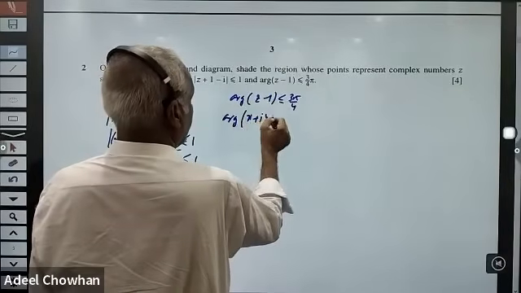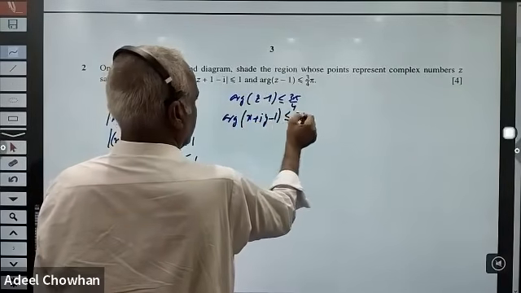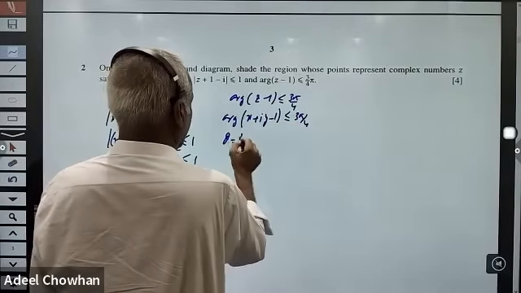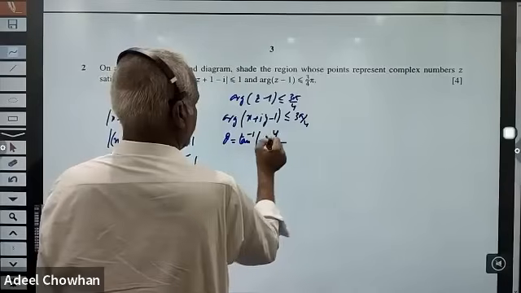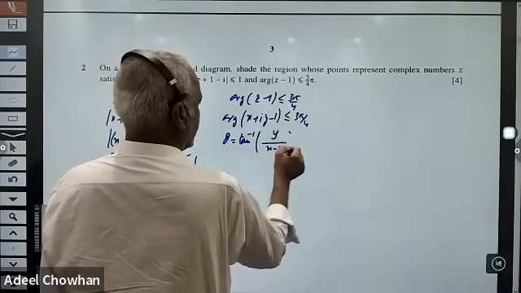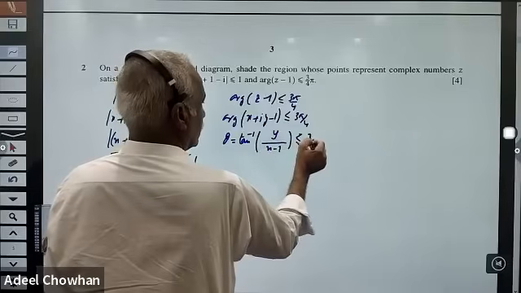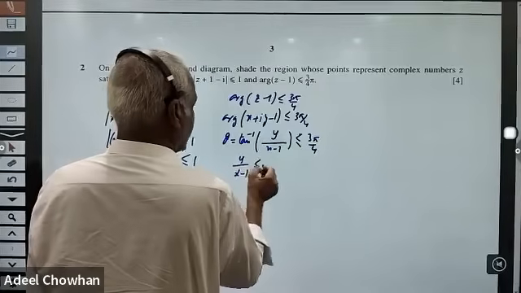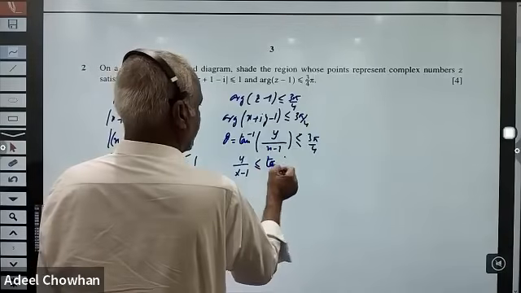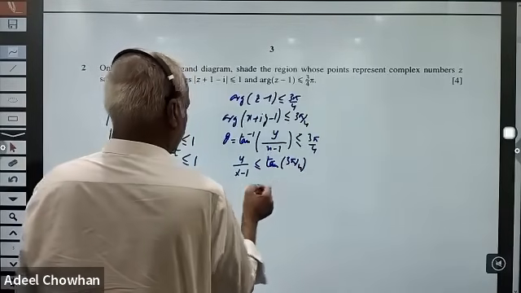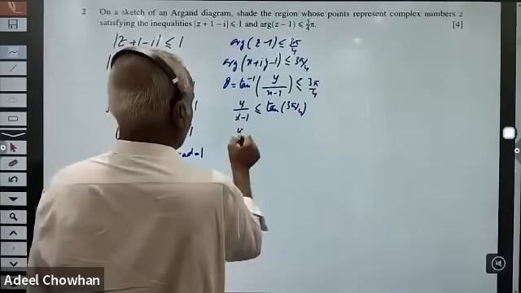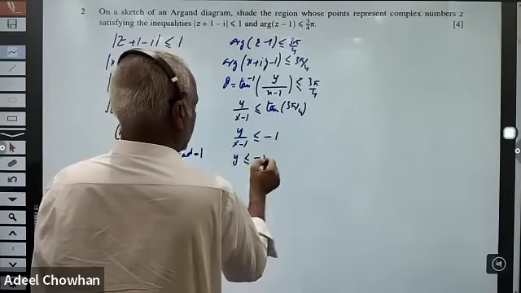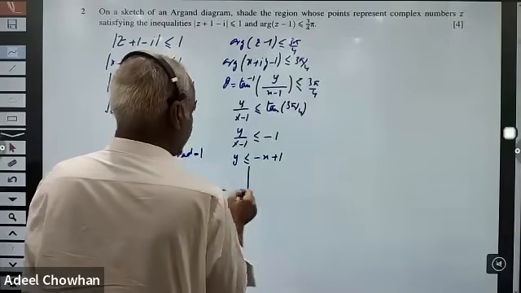Z is x plus iy, minus 1, is less than or equal to 3 pi by 4. Now we know that theta is equal to tangent inverse of the imaginary component y over the real component x minus 1, less than or equal to 3 pi by 4, or y over x minus 1 is less than or equal to tangent of 3 pi by 4. So y over x minus 1 is less than or equal to minus 1, or y is less than or equal to minus x plus 1.